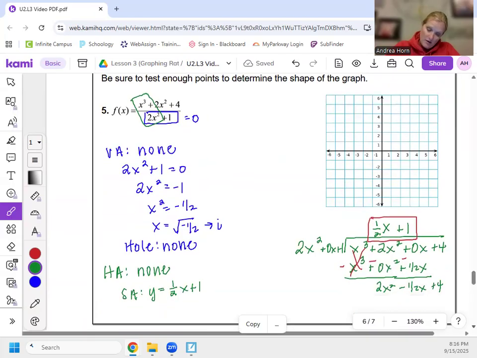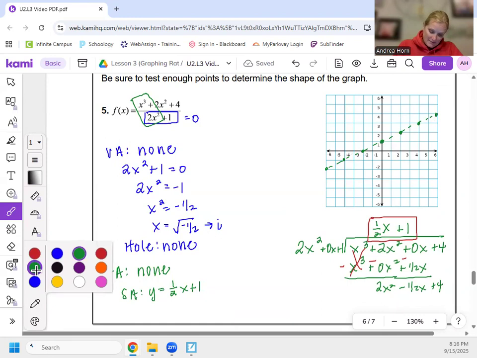So I can come over here and I can start at 1. I'm going to go up 1 over 2, up 1 over 2. And again, I'm going to be nice and accurate with this so that I can have any points. Okay, so there's my asymptote. So all I have is a slant asymptote. That's kind of weird. Okay, well, let's keep going.